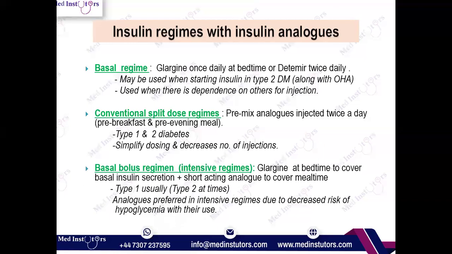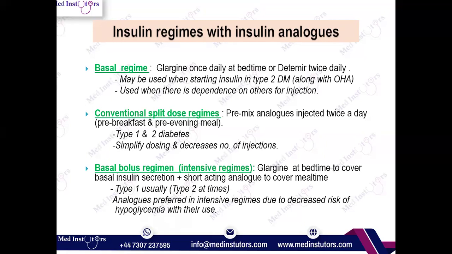Nowadays, another famous regimen is the basal bolus regimen, in which glargine at bedtime is given to cover the basal insulin secretion, and we give a short-acting analog during the mealtime glucose surges. It is usually given in type 1 patients and sometimes in type 2 also. Analogs are preferred in intensive regimens due to the decreased risk of hypoglycemia with their use.